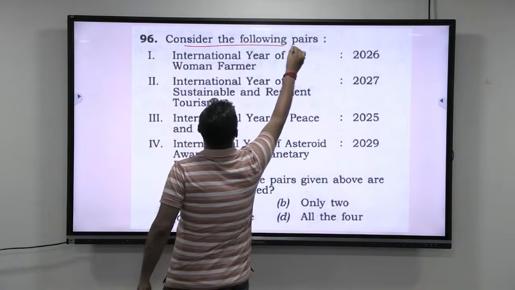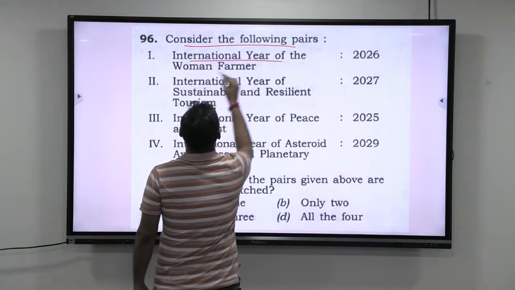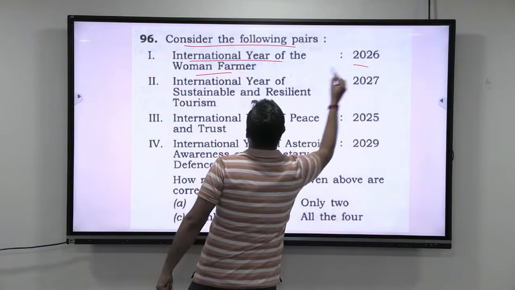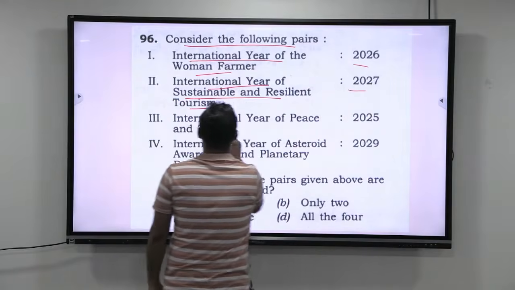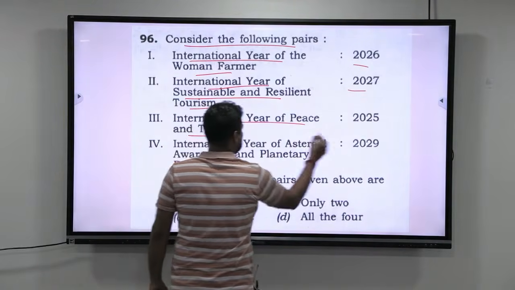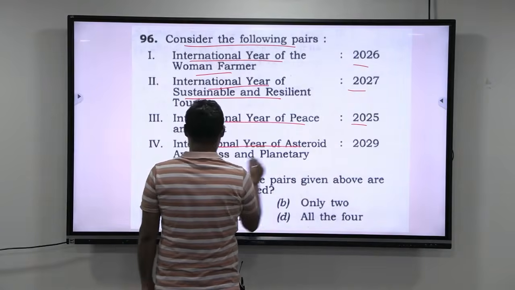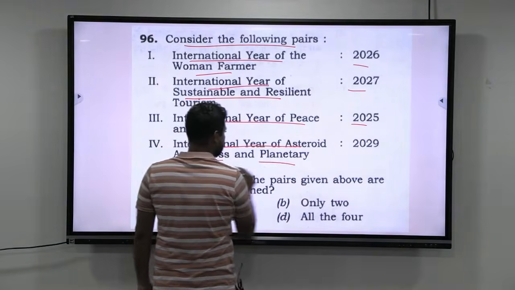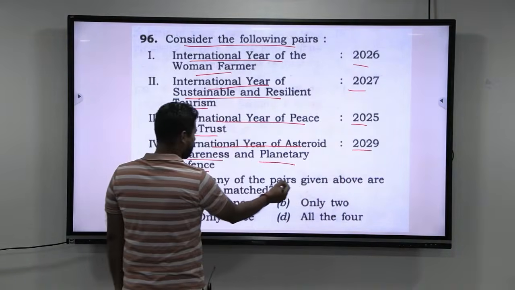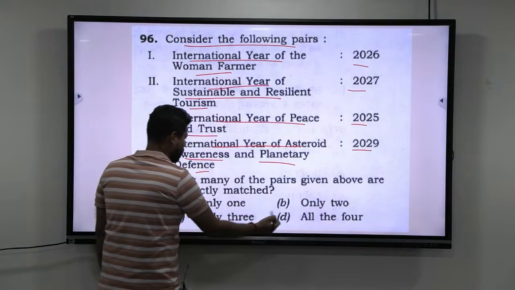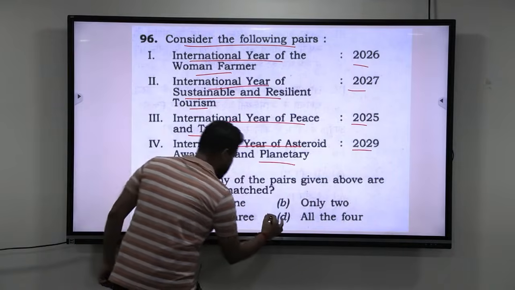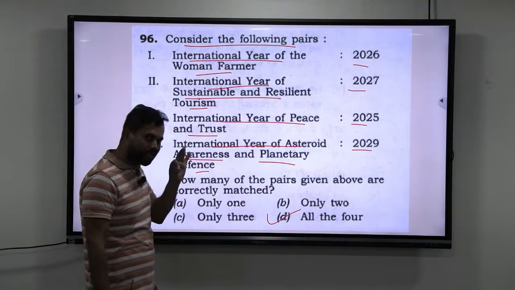Consider the following pairs: International Year of Women Farmer 2026, International Year of Sustainable and Resilient Tourism 2027, International Year of Peace and Trust 2025, International Year of Asteroid Awareness and Planetary Defense 2029. How many of the pairs given above are correctly matched? Only 1, only 2, only 3, all the 4. The correct answer is D, all the 4. All the 4 are correctly matched.